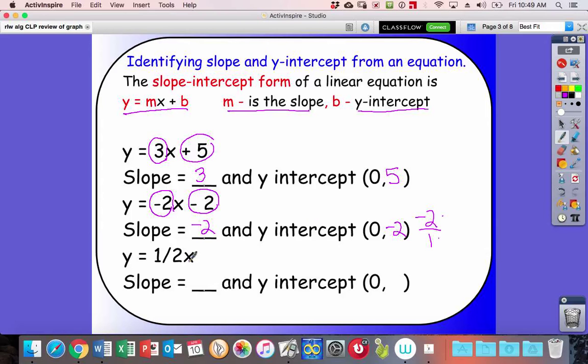My slope on this last one is 1/2. My y-intercept, there's nothing there. It's a 0. So I have the point 0, 0. My slope is 1 over 2. That means from this point, I would go up by 1 and to the right by 2. Okay, let's go try a couple of them.